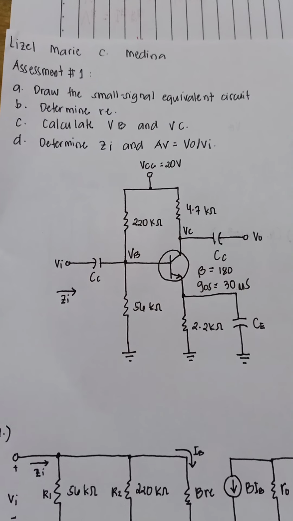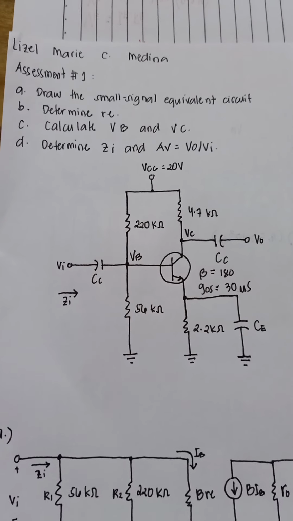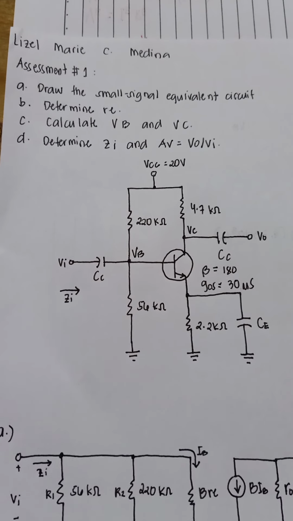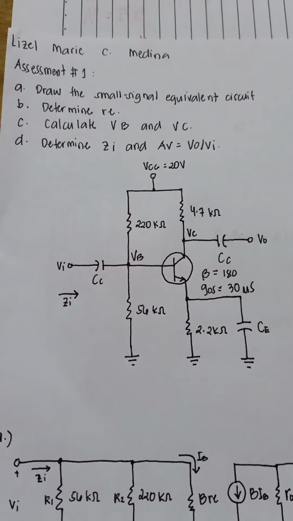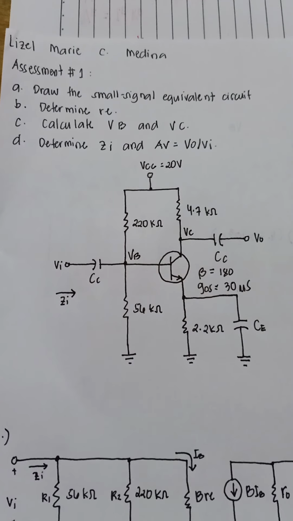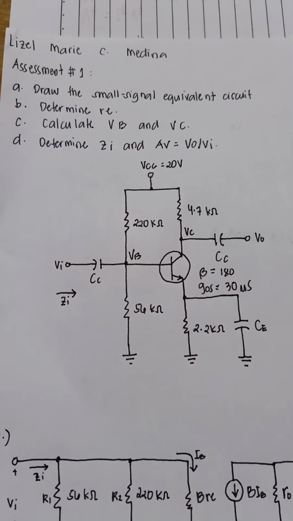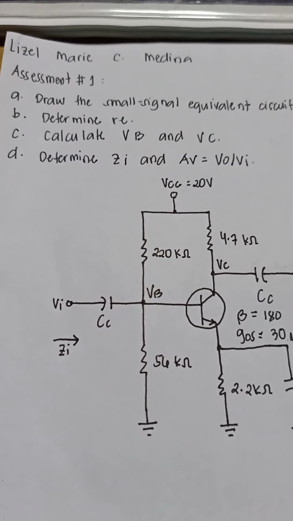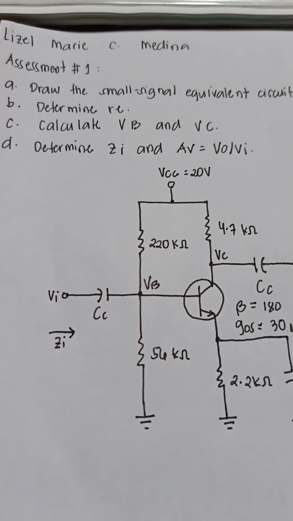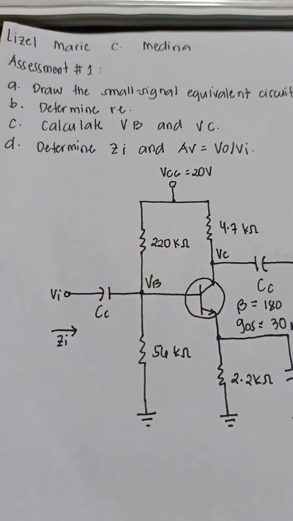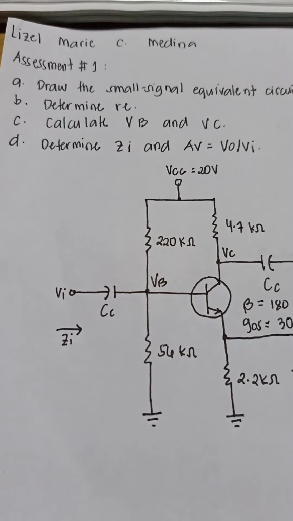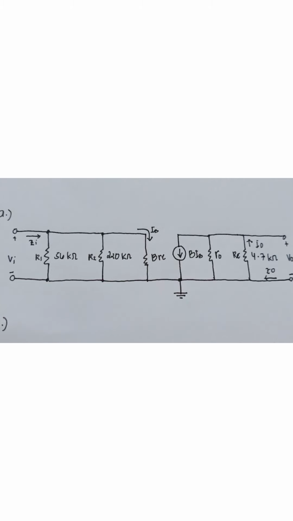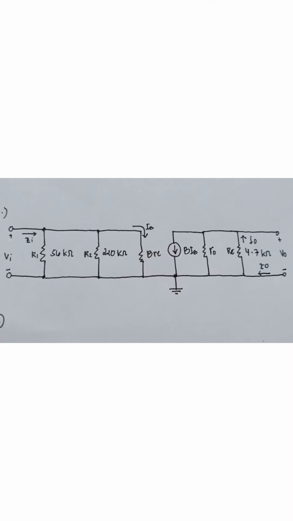Assessment number 1. We are asked to: A, draw the small signal equivalent circuit; B, determine RE; C, calculate base voltage and collector voltage; and letter D, determine input impedance and AV equals VO over VI. Letter A: draw the small signal equivalent circuit.